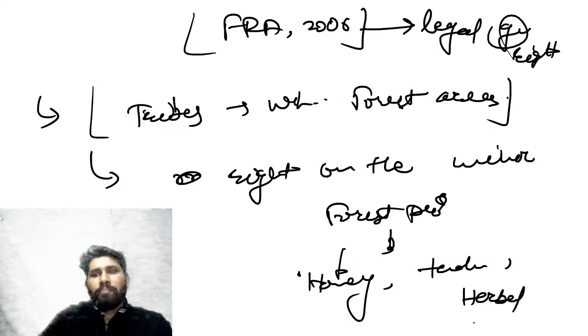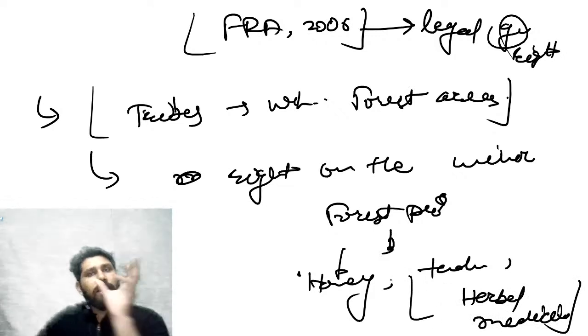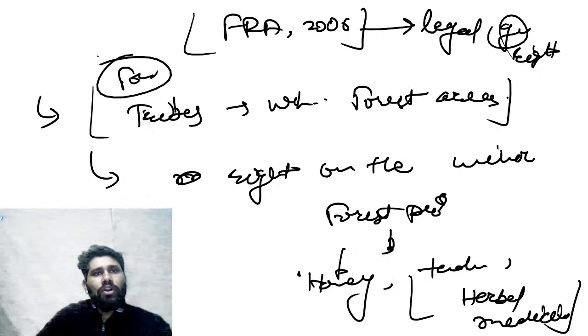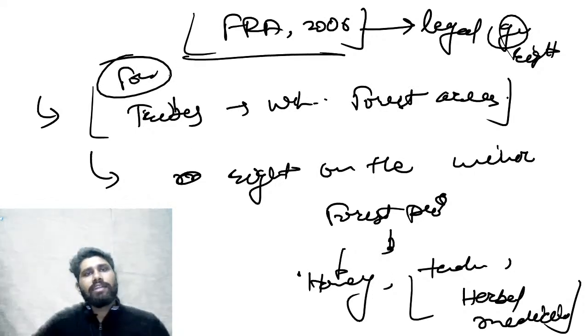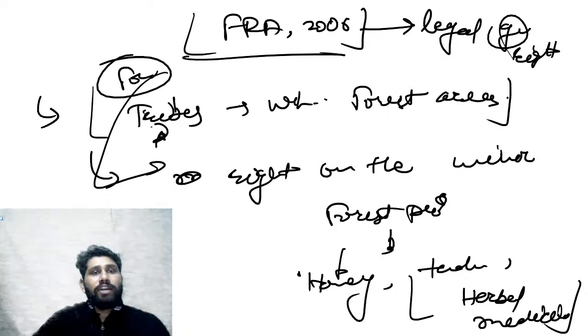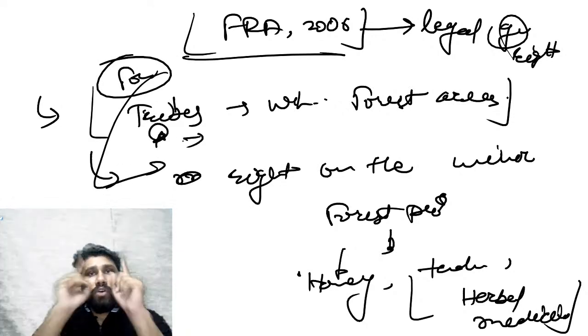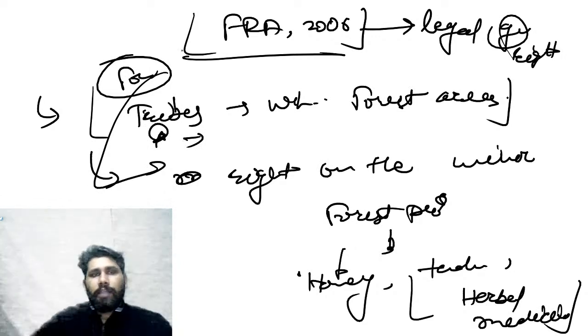Try to remember it. Any kind of herbal medicine that has been manufactured by the tribes using the products which they actually gathered or collected from the forest itself. So these all are exclusive rights under the Forest Rights Act that has been granted, please try to remember it, to the forest dwelling communities. It means the tribal communities who are residing in the forest areas.